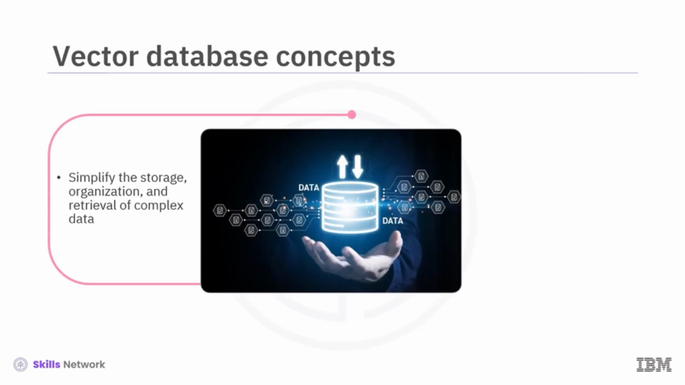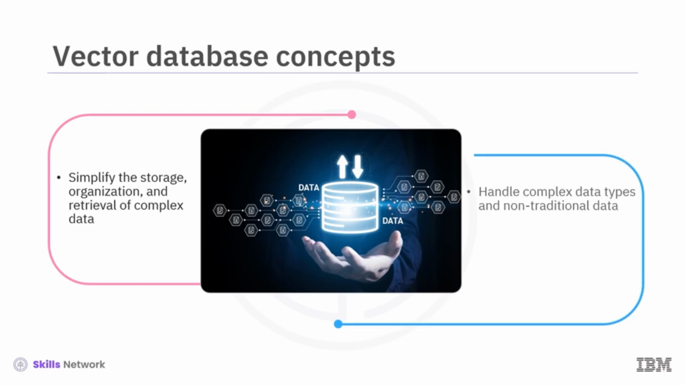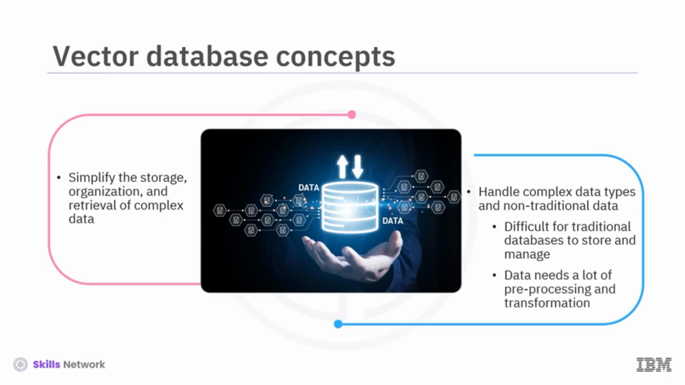Vector databases simplify data storage, organization, and retrieval by organizing data points in a multidimensional space based on their proximity. Vector databases can handle complex data types and the analysis of non-traditional data, including relationship data such as social likes, geospatial data, and genomic data. These types of data are difficult for traditional systems to store and manage. When using traditional databases, these data types often need a lot of pre-processing and transformation.